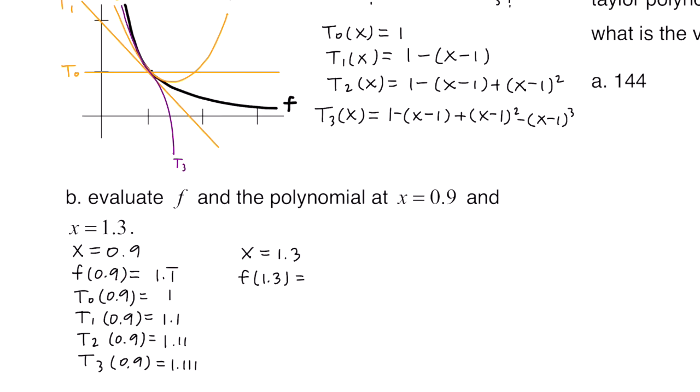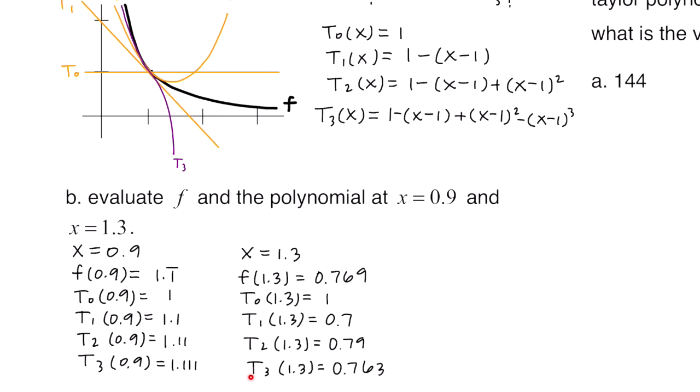We're going to do the same thing with x equals 1.3. We're plugging it into the original function, so we're going to go 1 divided by 1.3, and you get 0.769. Again, when you plug in 1.3 to this constant, you just get that constant. Then we take 1.3 and plug it in right here for t sub 1, and you get 0.7. Plugging in 1.3 into t sub 2, we plug that in here, and you get 0.79. And finally, t sub 3 of 1.3 is 0.763.